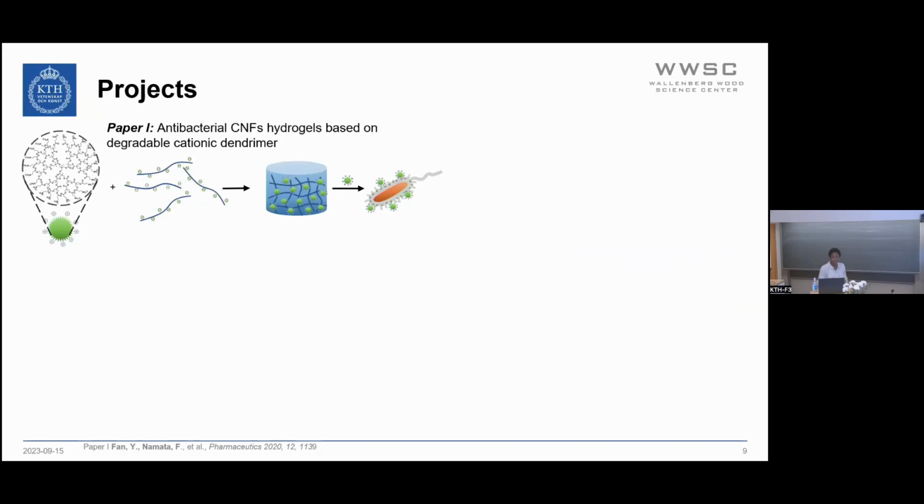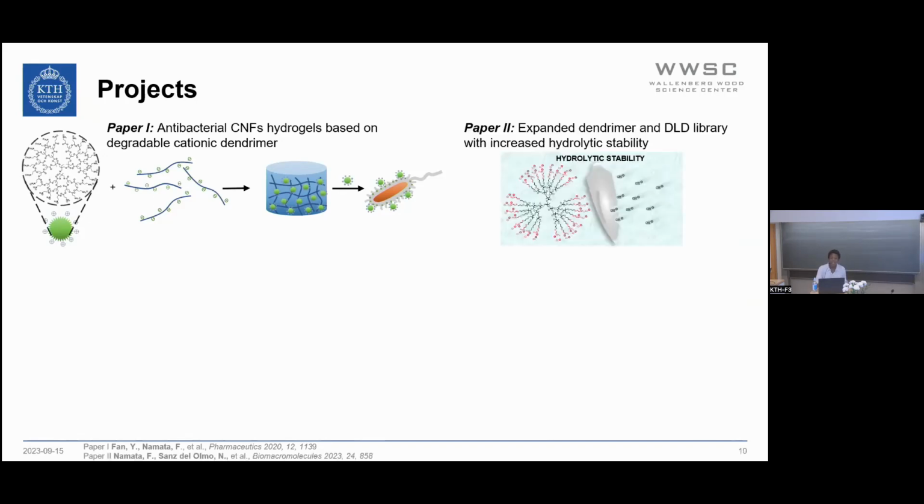I'll now talk about the different projects. So the first project was more the screening. This is the first time we realized what these materials could do. We put a degradable cationic dendrimer, which I'll describe later, but it's the beta-alanine. It is also a polyester dendrimer. And we saw that when we put them on top of a CNF dispersion, we can form a hydrogel, and they were also antibacterial.